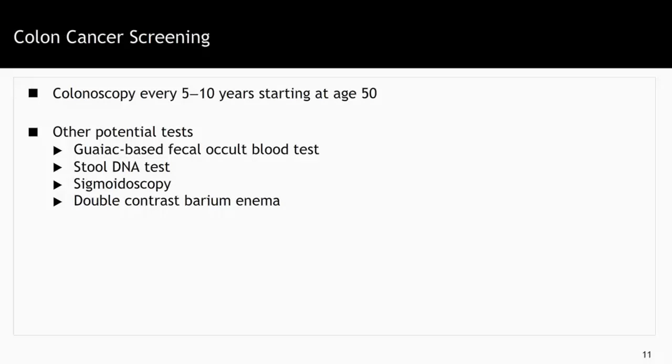Other potential tests include stool DNA tests, sigmoidoscopies, barium enemas, and fecal occult blood tests. But quite frankly, they are not being used very often or in a widespread fashion because colonoscopy is so good. The biggest problem with colon cancer screening through colonoscopy is that not everybody follows these guidelines and gets a colonoscopy done. But it is clear that colon cancer incidence and death is decreased by colon cancer screening.